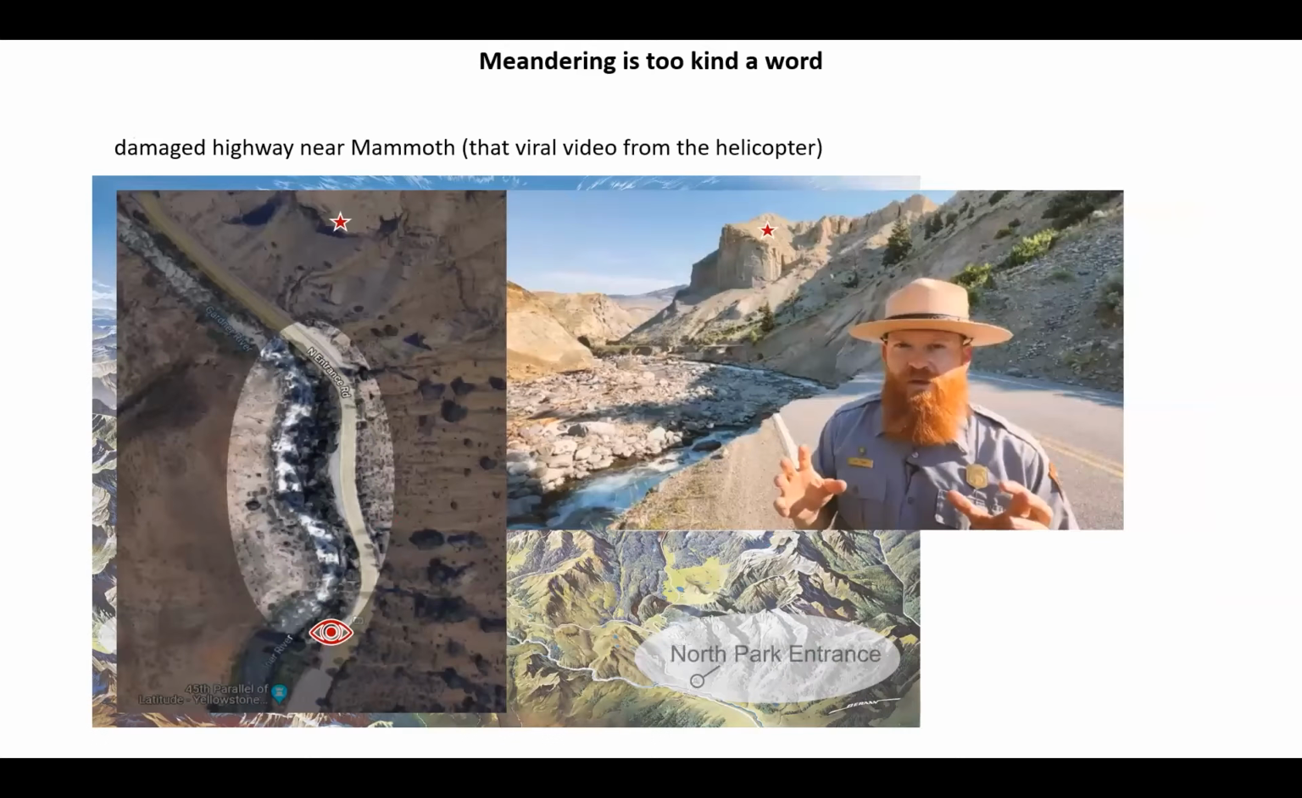A lot of interesting things happen during flood events like this. We've all seen some of the destruction that can cause. There was a viral video of a helicopter flying over the North Entrance Road, and I wanted to revisit that site using Google Maps. So I've plotted where this Ranger Jake video was taken, where he's explaining the damage to this road and to other parts of the park. And what I wanted to point out here is that this is actually an example of a spot where the river has changed course.